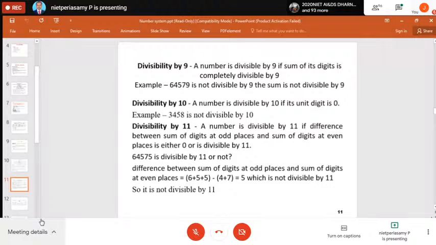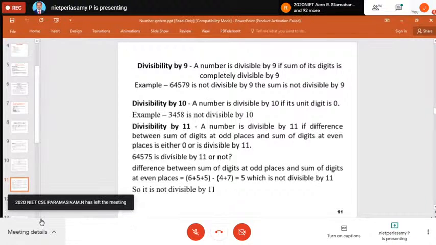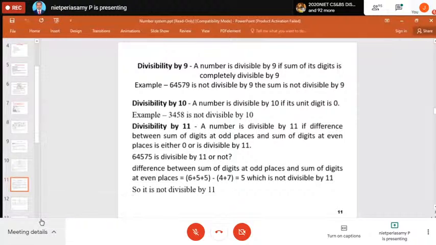So add all the odd place digits and add all the even place digits: 6 plus 5 plus 5, and 4 plus 7. You find the difference. 6 plus 5 plus 5 is 16, and 4 plus 7 is 11. 16 minus 11 is 5. So 5 is not divisible by 11, so the whole number is not divisible by 11. This one is the divisibility test for 11.